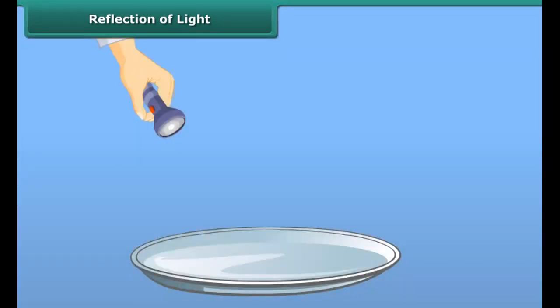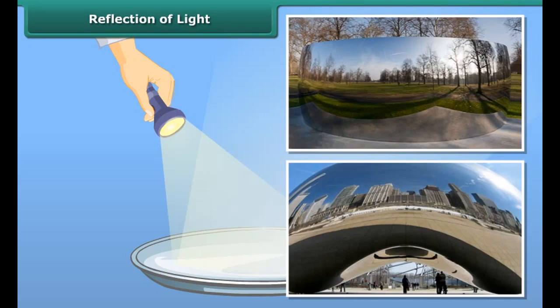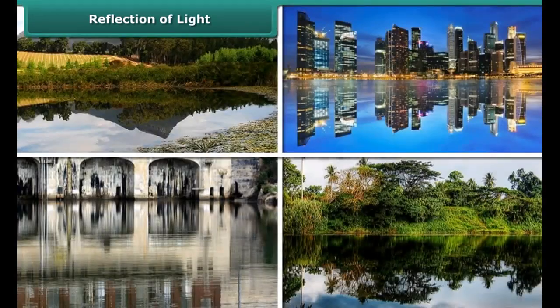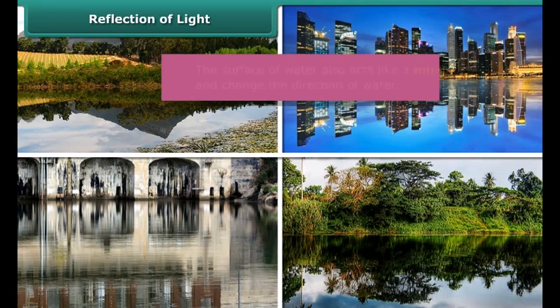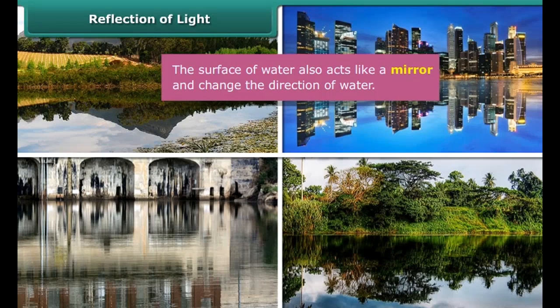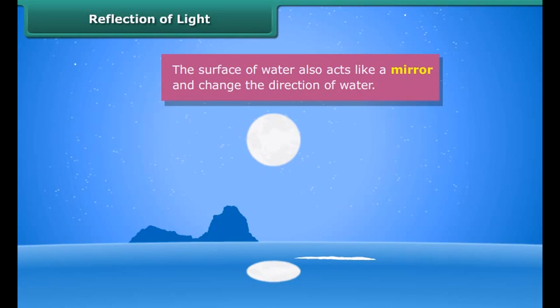Now look at this shiny stainless steel plate. When a light falls on its surface, it gets reflected. Therefore, any polished or shiny surface can act as a mirror and can change the direction of light. Have you ever seen reflections in water? Can you tell how we are able to see them? Well, the surface of water also acts like a mirror and changes the direction of light. Therefore, we are able to see reflections in water as well.